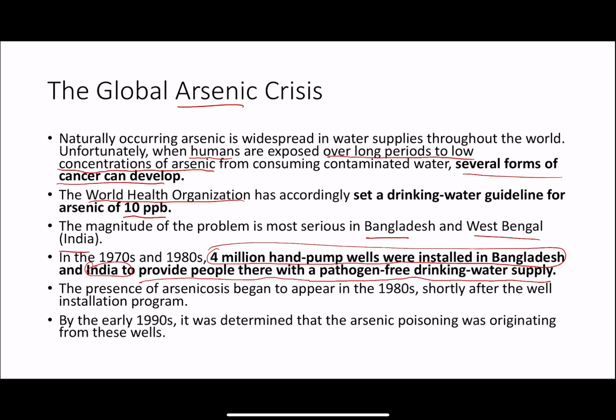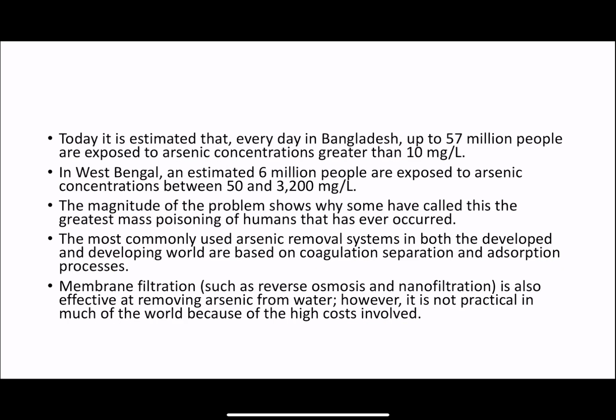The only problem was that arsenic began to appear in their water in the 1980s. Shortly after the well installation programs, they put these pumps in to pump water from the groundwater for people to drink good water without microbial contamination. But then they started seeing that there was some arsenic in the water. By the early 1990s, it was determined that the arsenic poisoning was originating from these wells.